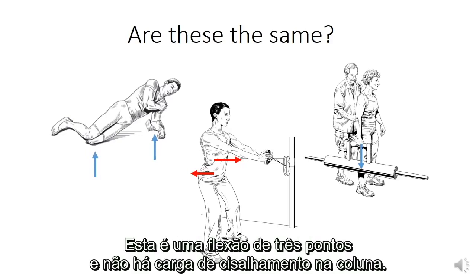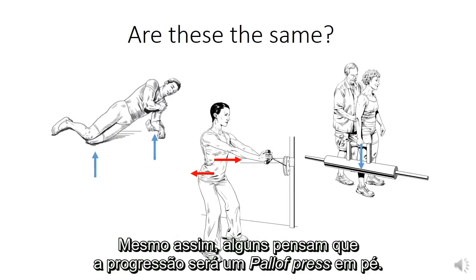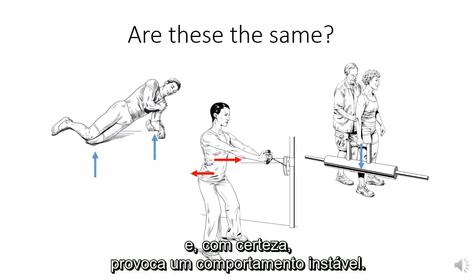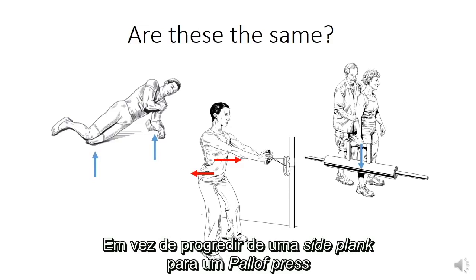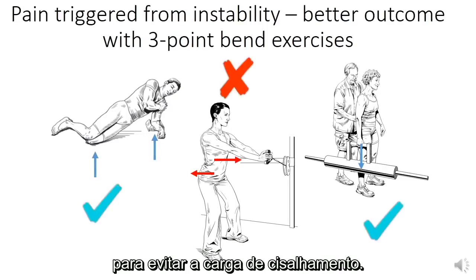This is a 3-point bend, and there's no shear load through the spine. It's very difficult to create an instability in the spine. And yet some people think, well, the next exercise in the progression would be a standing Pallof press. But I'm just proving that that actually induces shear in the spine, would very much trigger an unstable behavior. Instead of graduating or progressing from a side plank to a Pallof, they'd be much wiser to go from a side plank over to a unilateral carry to avoid the triggering shear load.